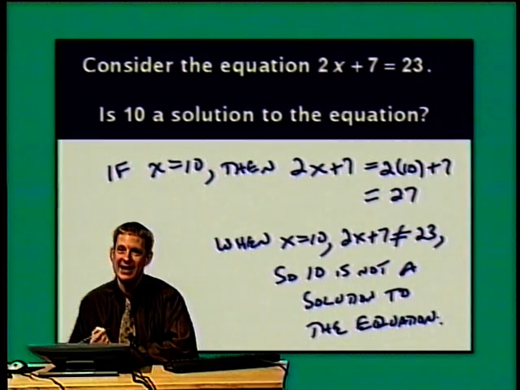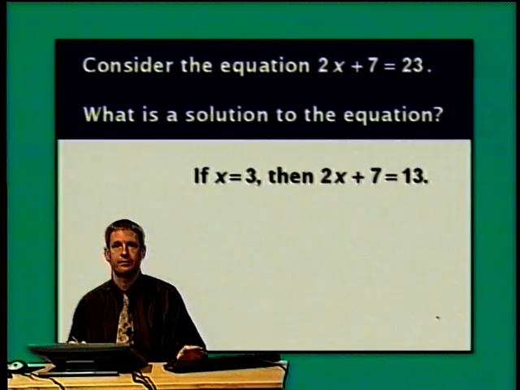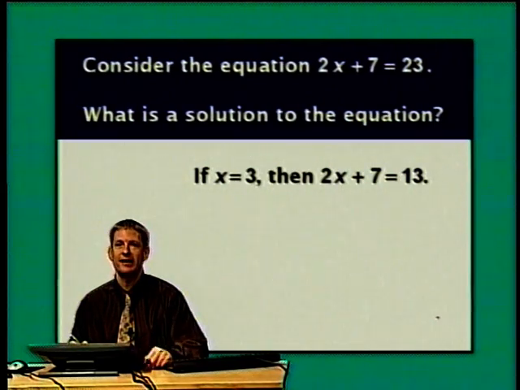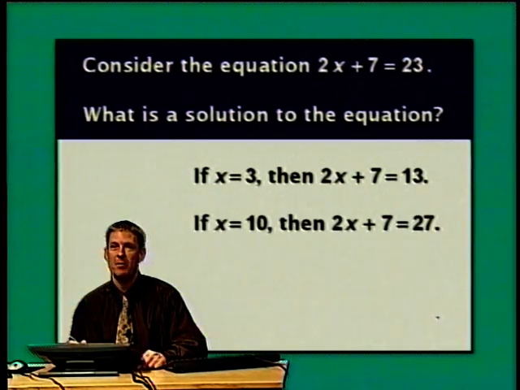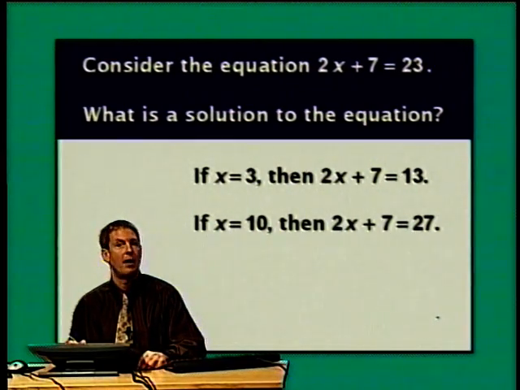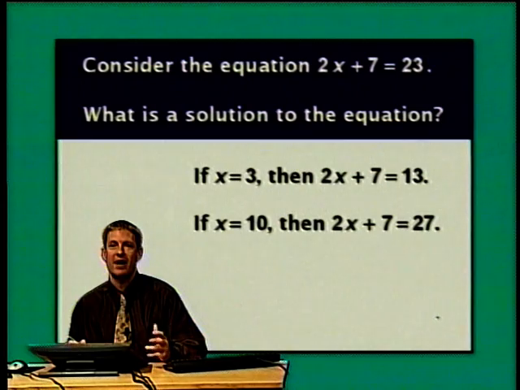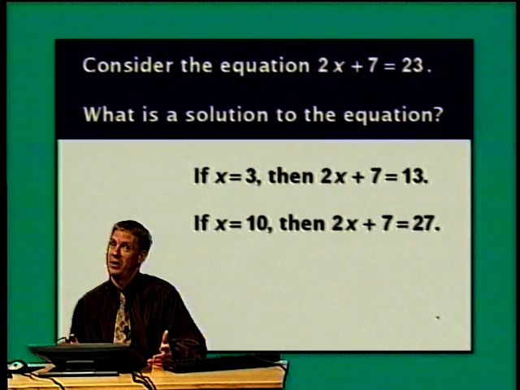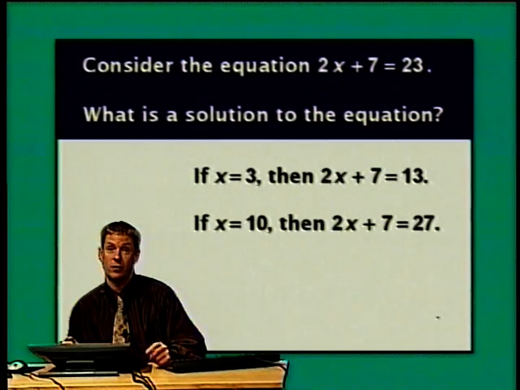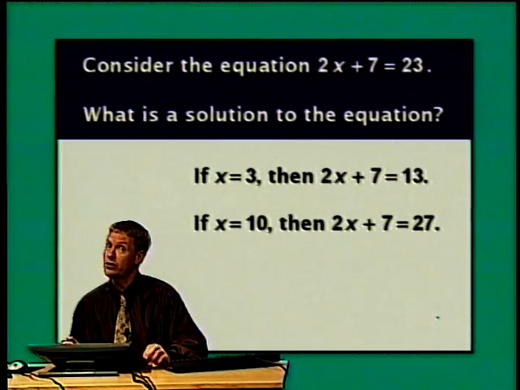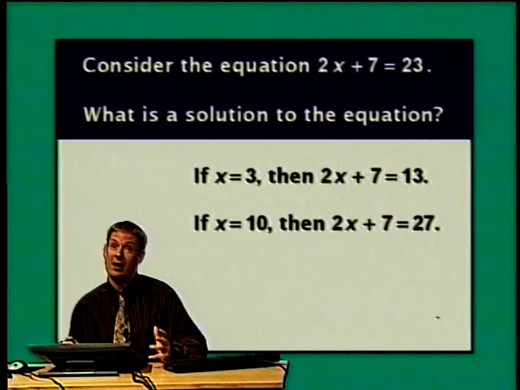so let's see if we can find a number that is a solution to the equation. Well, we already saw that when we replace x with 3, the variable expression 2x plus 7 evaluates to 13. And when we replace x with 10, it evaluates to 27. We want to find a value of x that makes this variable expression evaluate to 23. 23 is between 13 and 27, so I bet this mystery value of x is somewhere between 3 and 10. And 23 is a lot closer to 27 than 13, so I bet our mystery value of x is closer to 10 than it is to 3.